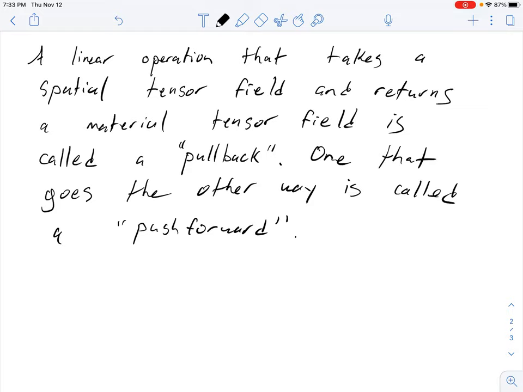And you'll recall that D, the stretching tensor, is equal to 1/2 the velocity gradient plus the transpose of the velocity gradient, which is equal to 1/2 F dot F inverse plus F inverse transpose F dot transpose.